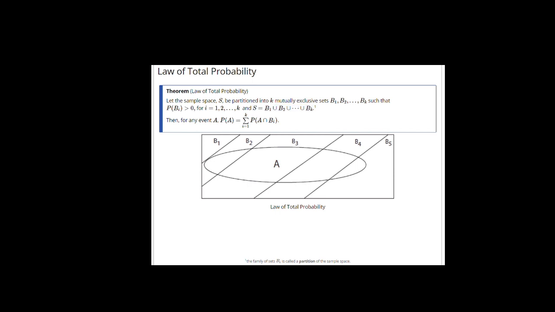Then we can determine the probability of any event A by adding together the probabilities of the events A intersect Bj. For example, the probability of A intersect B1, which appears to be 0 in this case, the probability of A intersect B2, the probability of A intersect B3, A intersect B4, and A intersect B5. The sum of those probabilities gives us the probability of A. This is the law of total probability.